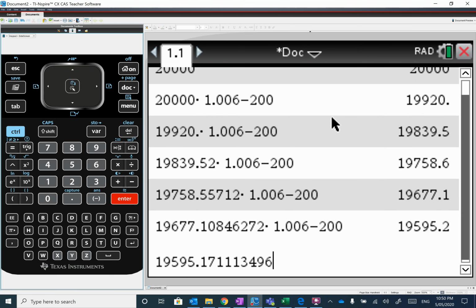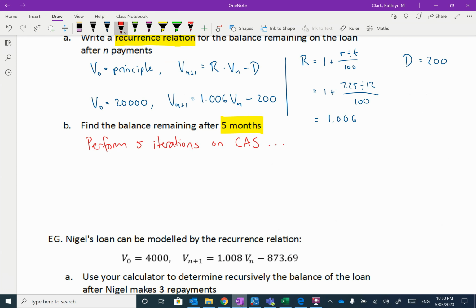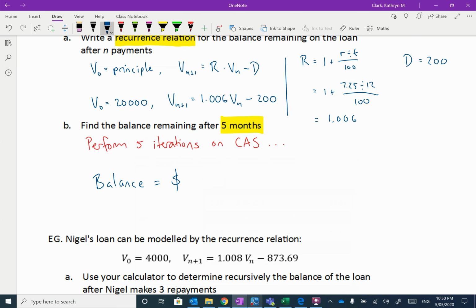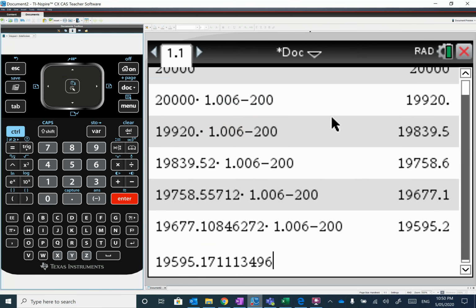And because this is money, we should always put money to 2 decimal places. All right, so after 5 iterations, our balance is going to equal 19,595 and 17 cents. Perfect.